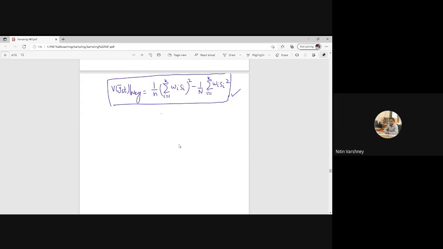In the last class we discussed different allocations: equal allocation, then proportional allocation, and the next one is optimum allocation. And in optimum allocation we have seen Neyman allocation.